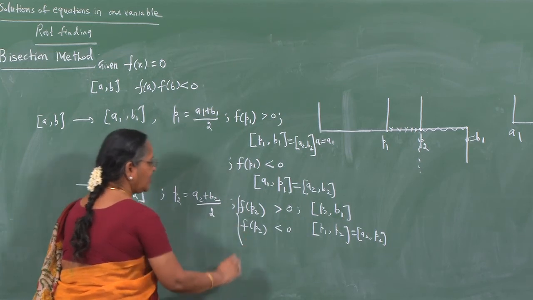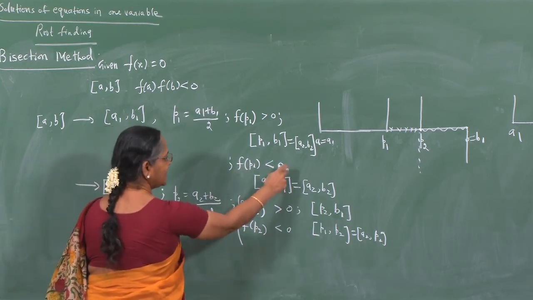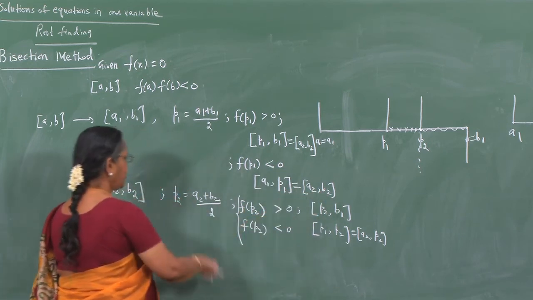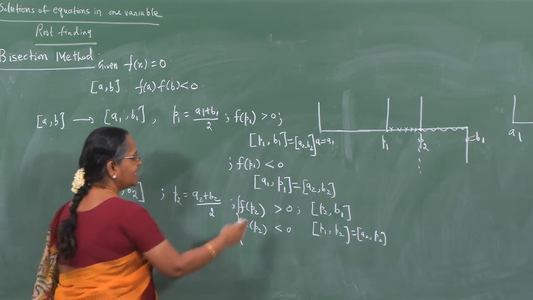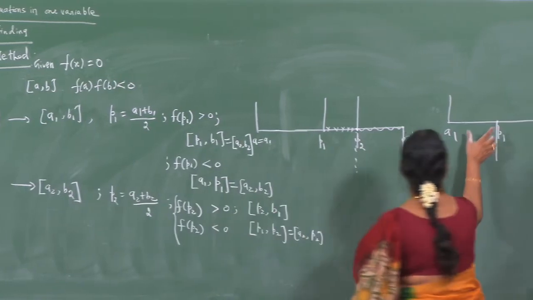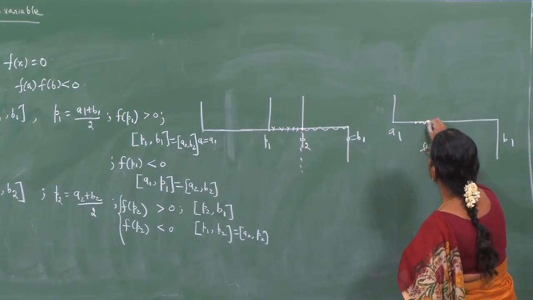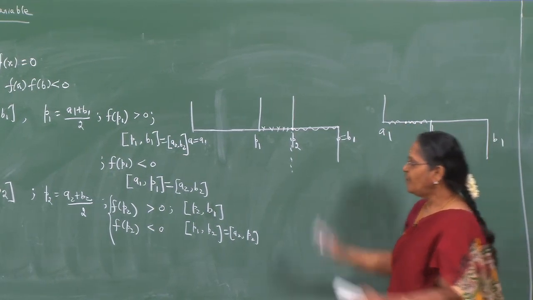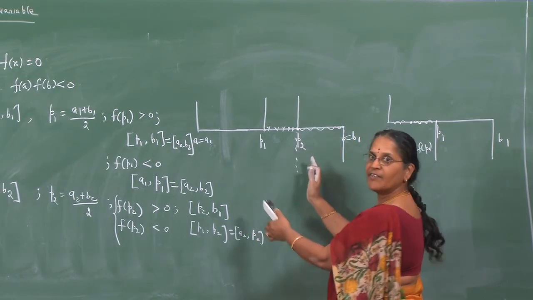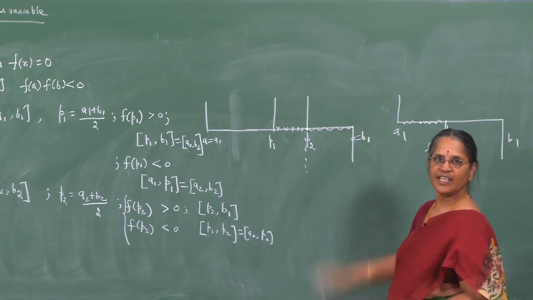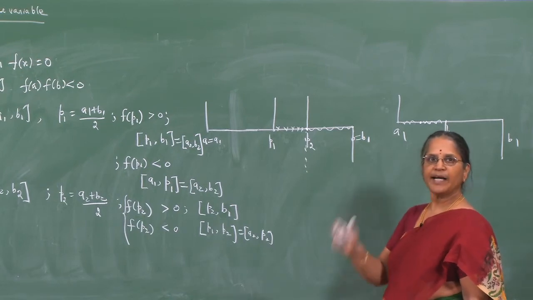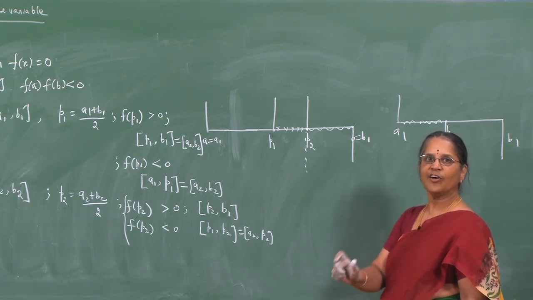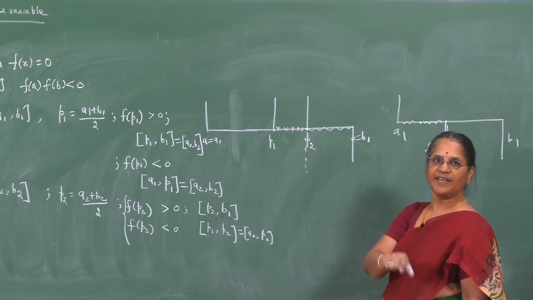Now, I check what happens if f of p1 is less than 0, and I take a2, b2 as this interval. Again, I compute p2, which is the midpoint, and check whether a root lies in this part of the interval or in the other part of the interval. So, every time I determine an interval which encloses a root of this equation, and every time I obtain the interval in such a way that its length is half of the length of the interval in the previous step.